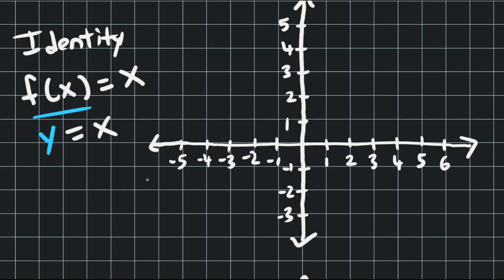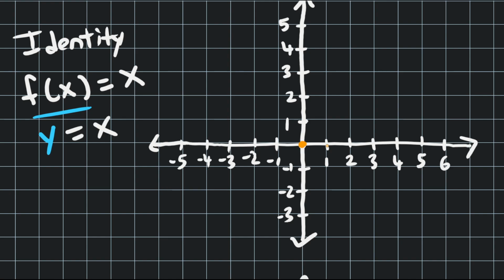And y equals x, let's go ahead and plot it. So at x equals 0, right here, what is y? So at x equals 0, that means y is also 0, so our first point will be right there.